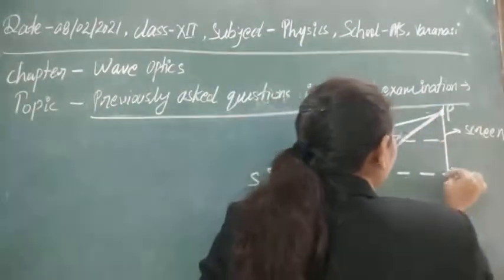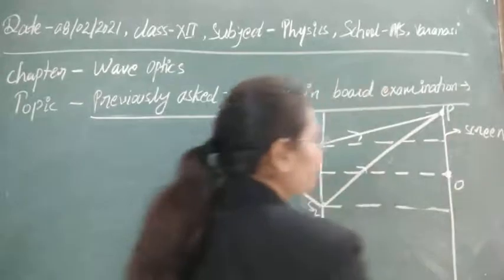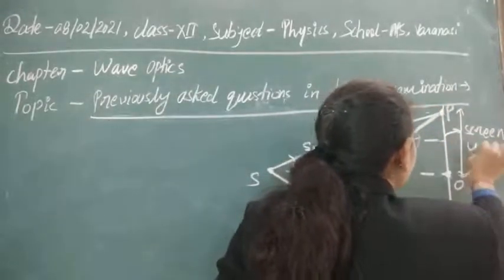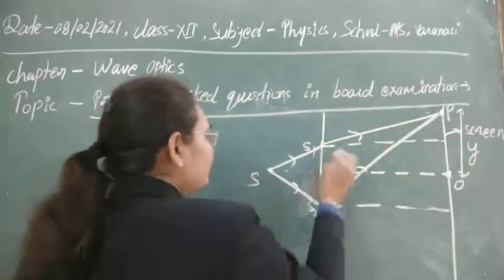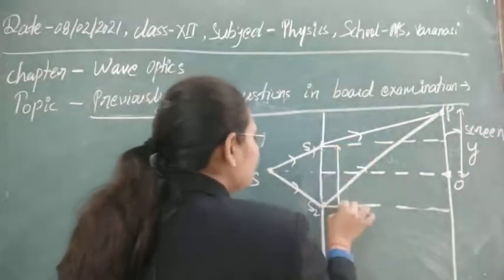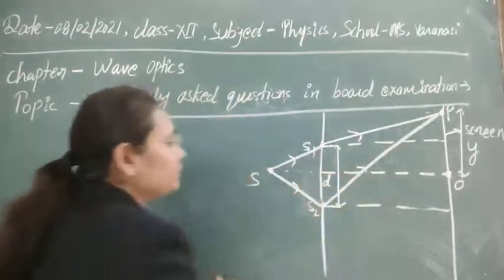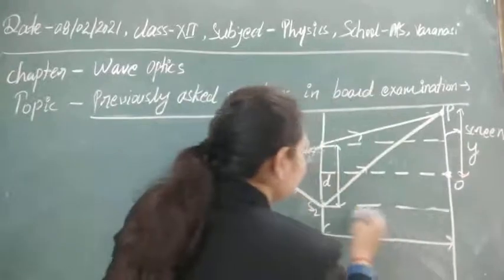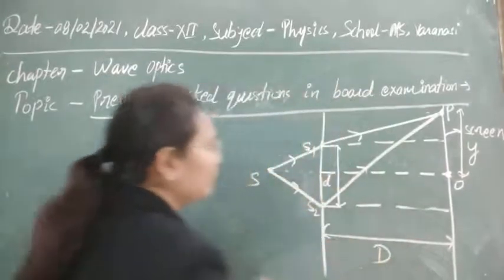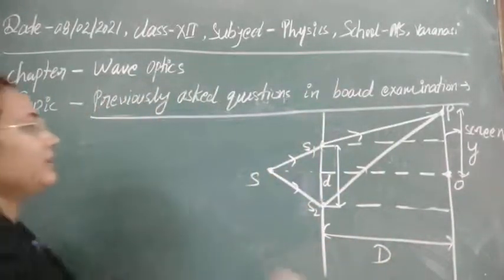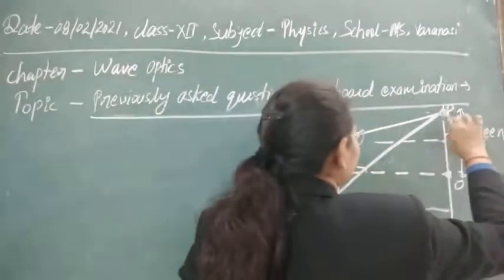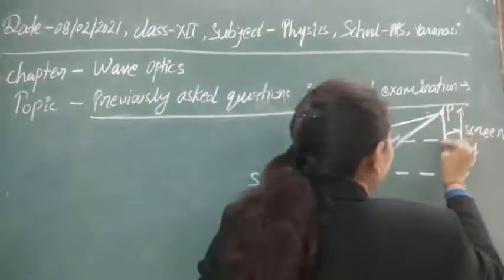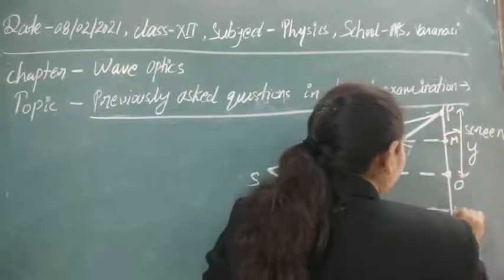So suppose that from this center O, this point is at a distance y here, and let the distance between these two sources be equal to small d. The distance between the sources and the screen is capital D. So these things we have. Then by geometry you can see that this distance will be equal to y minus d by 2. Suppose here I put M, and this is N.